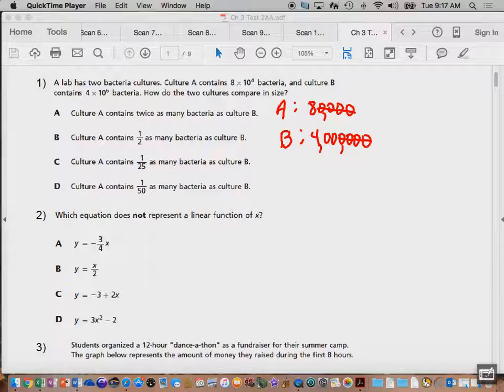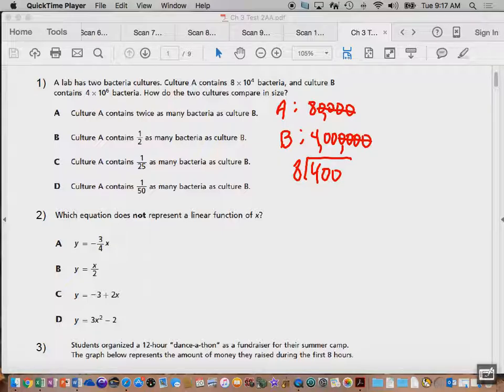How many times bigger is B than A? Don't you have to divide it into it to see? Right, like if B was 16, wouldn't it be twice as big? Because 8 would divide into 16 twice, but it's 400, so I have to do 8 goes into 400. How many times does 8 go into 400? How many?